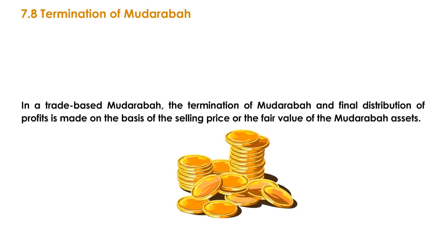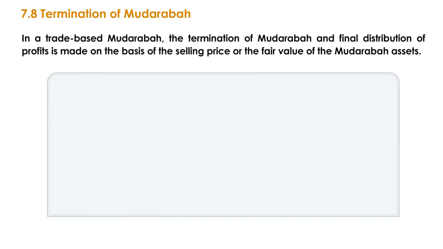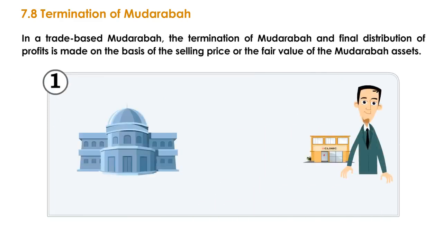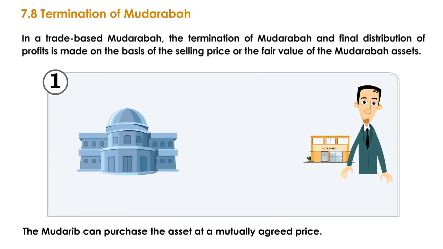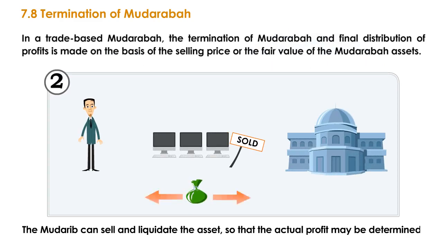In a trade-based Mudaraba, the termination of Mudaraba and final distribution of profits is made on the basis of the selling price or the fair value of the Mudaraba assets. The Mudarib can purchase the asset at a mutually agreed price. The Mudarib can sell and liquidate the asset so that the actual profit may be determined.